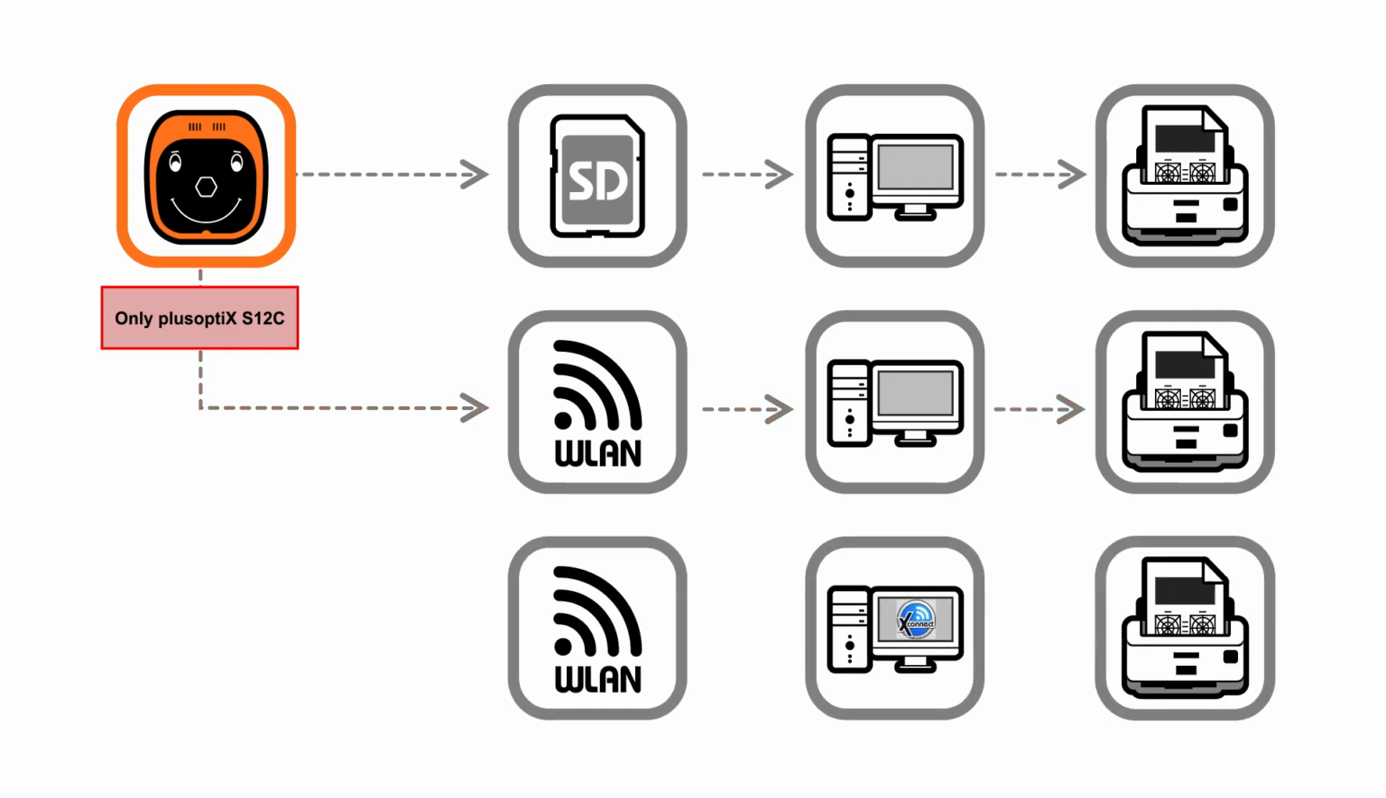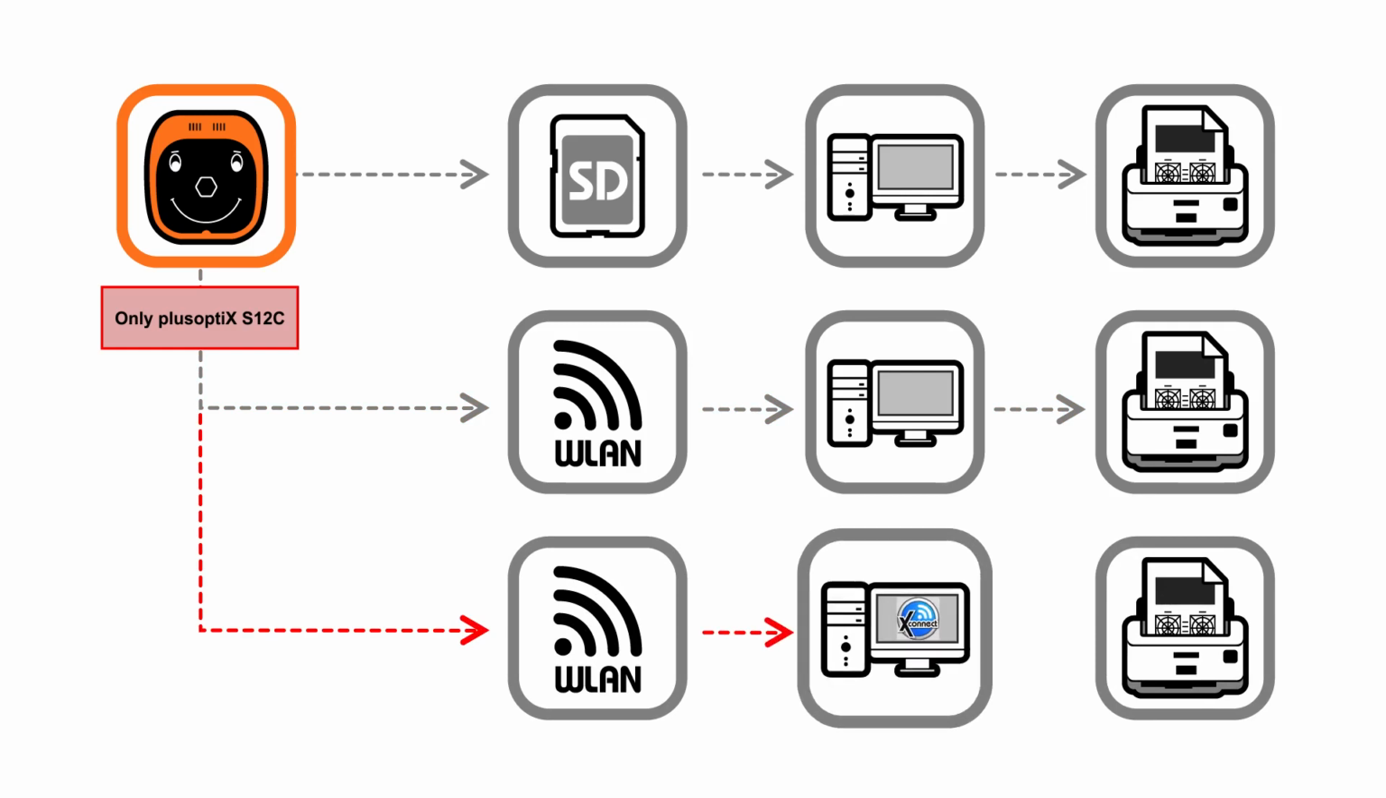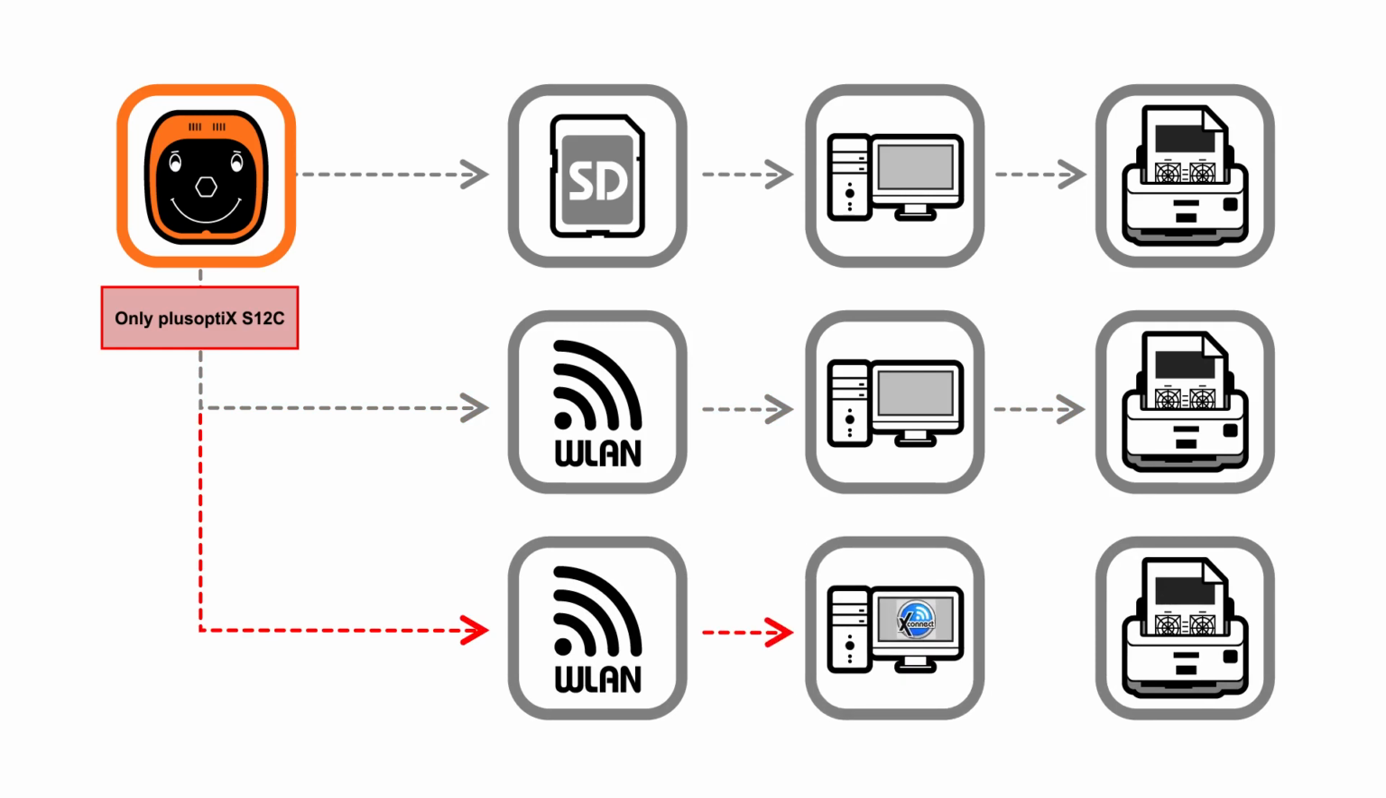The third option is the automated printing of screening reports by using the free software Plusoptix Connect. The Plusoptix S12C must be connected to the network via WLAN too. The screening reports stored on the SD card can now be filtered and printed out automatically on a printer that is connected to your workplace computer.